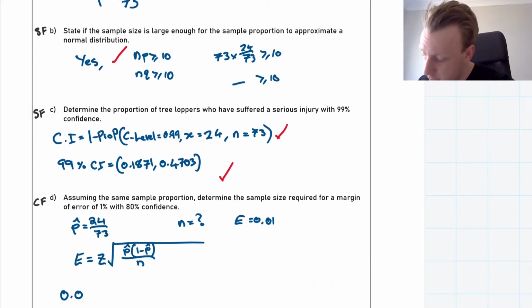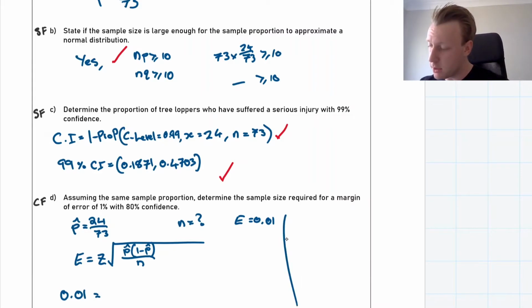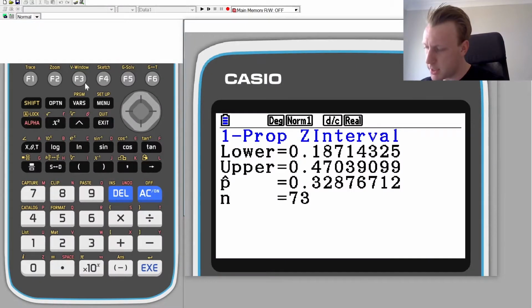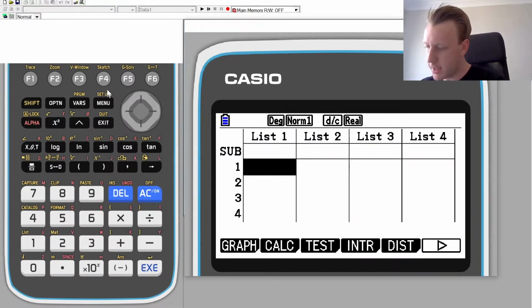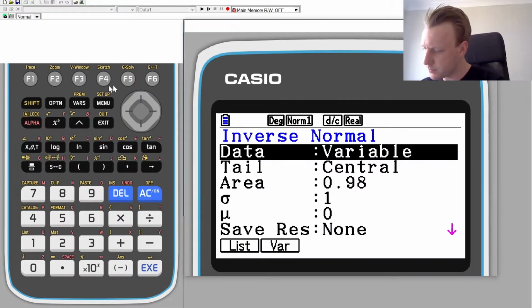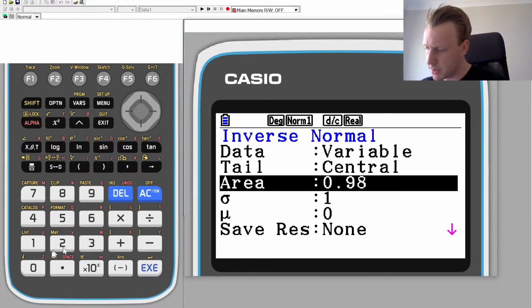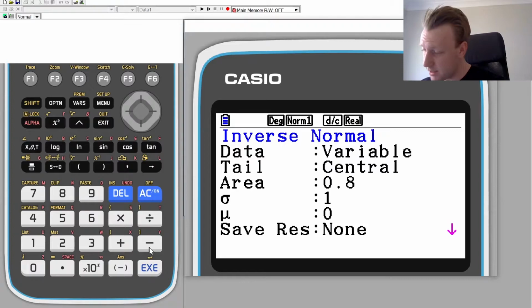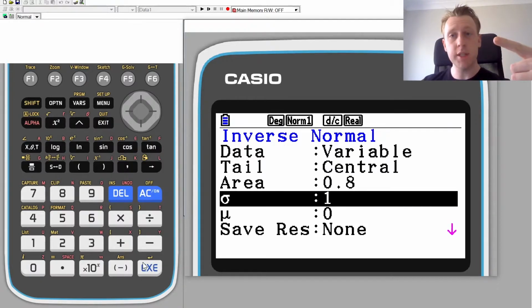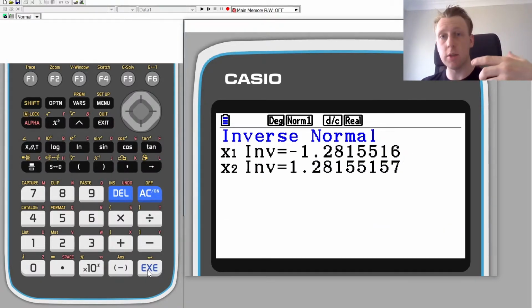So I would say 0.01 equals, and I've got to get the z-score here. So just on the side, I'll say z is equal to inverse normal. And what we're dealing with here is 80% confidence. So I want to standardize that score. So I'll go out here. This is a distribution, normal, inverse normal, where I'm dealing with a central area of 0.8. Okay, again, 1 is my standard deviation and 0 is my mean because I want this to be a z-score.